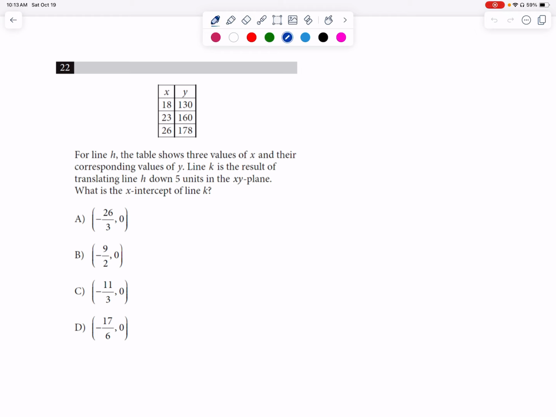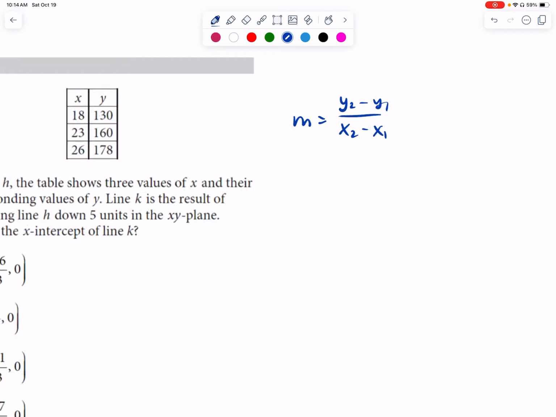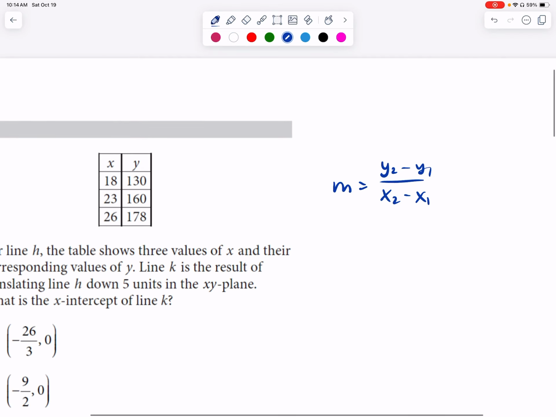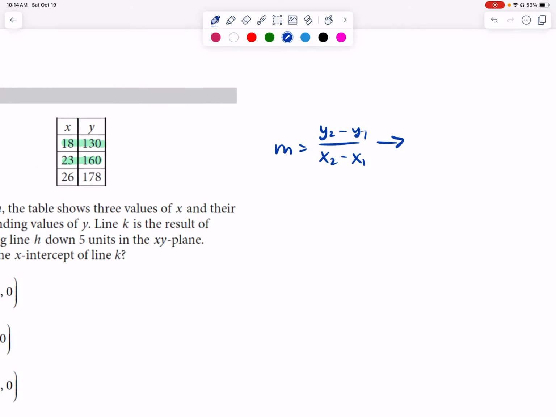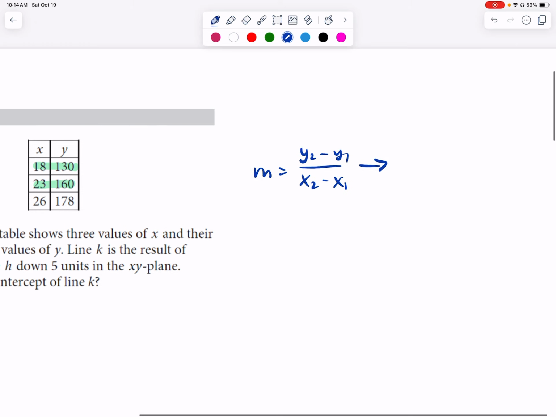Okay, so since it is a line, I know that it has some sort of constant slope, and our slope is a change in y, so y2 minus y1, over a change in x, x2 minus x1, right? We learned that somewhere around algebra. So all I have to do is pick 2 of the points and cram them into my little formula, and I'm just going to select the first 2, because 160 minus 130 is a little bit faster and easier to subtract by hand.